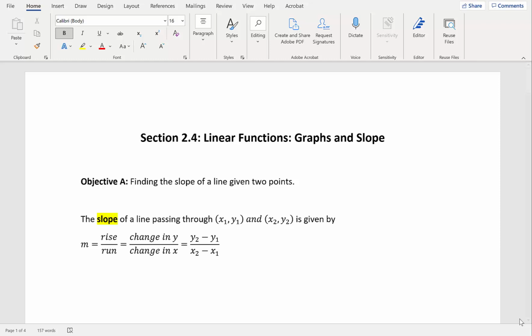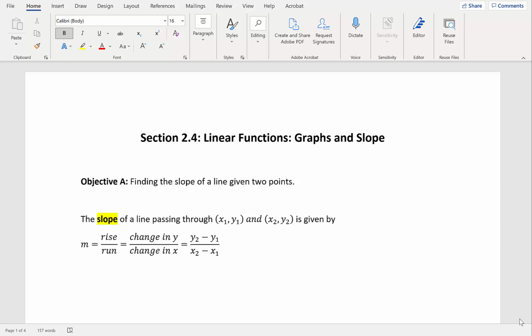In this video, we're going to take a look at section 2.4, which is all linear functions. And what we're going to take a look at is graphs and slope. Now, our first objective is to find the slope of a line given 2 points. Let's take a look at the definition.